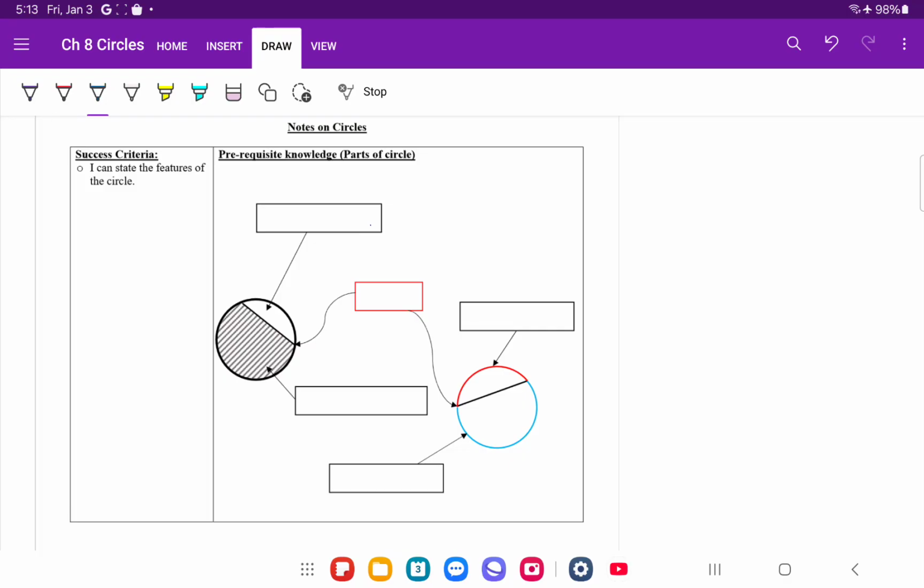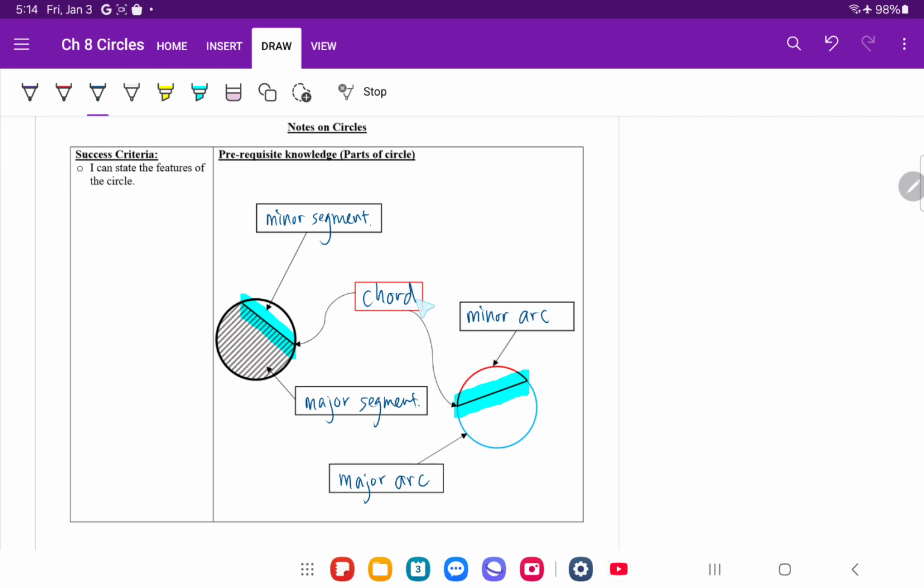Prerequisite knowledge of the parts of a circle. This yellow region from eMath, we know that this is a minor segment. Now the shaded region is the major segment. The blue line is known as the major arc of the circle. The red line is known as the minor arc of the circle. Now this blue line that connects one end of a circle to the other is known as a chord.